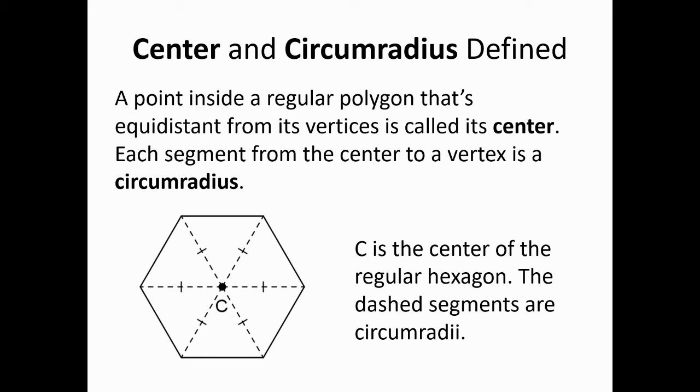All right, so a little bit of terminology. We say that the center of a regular polygon is a point in its interior equidistant from its vertices, and we say that a segment from the center to a vertex is called the circumradius, as you see in the diagram. We have a regular hexagon, a point C that is its center, and then the segments from that center point to the vertices are all equal in length.